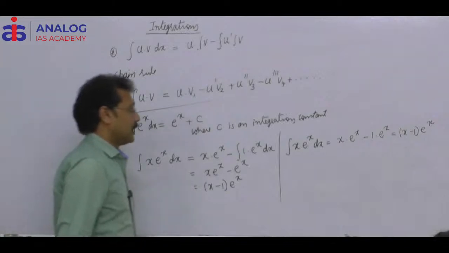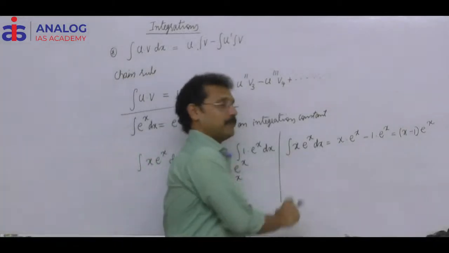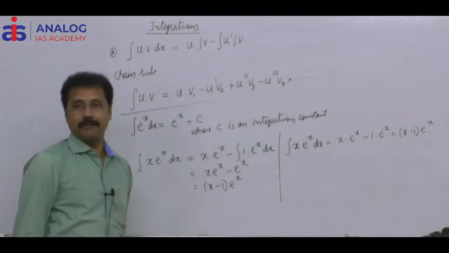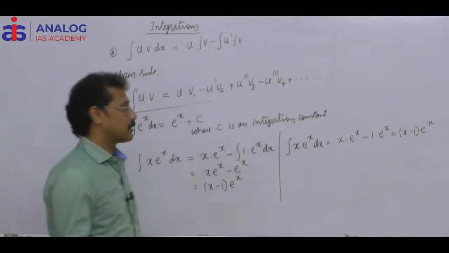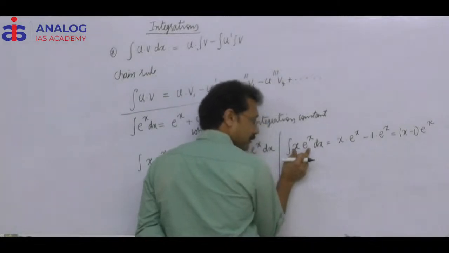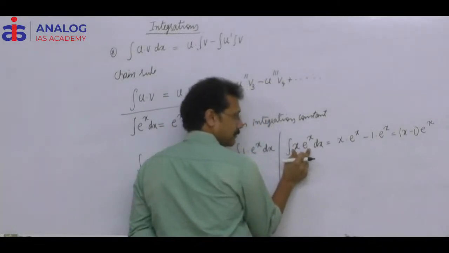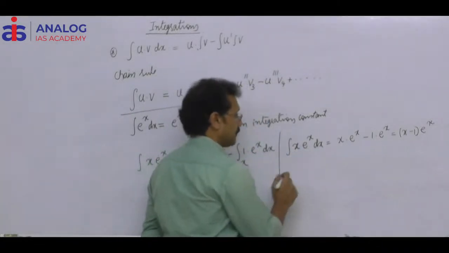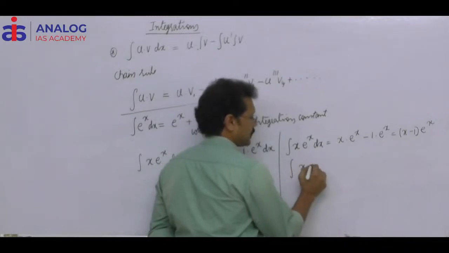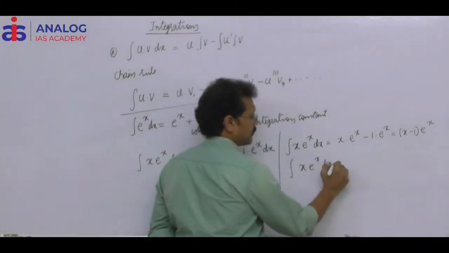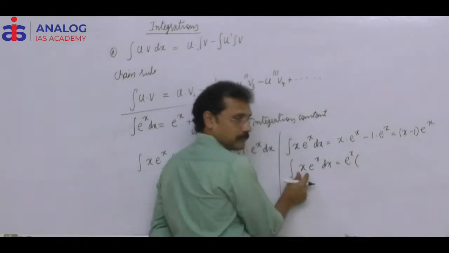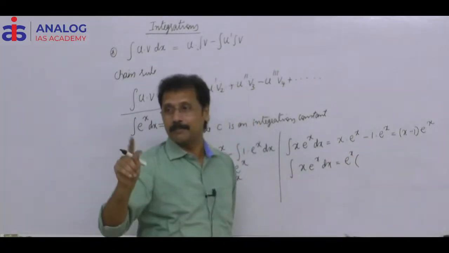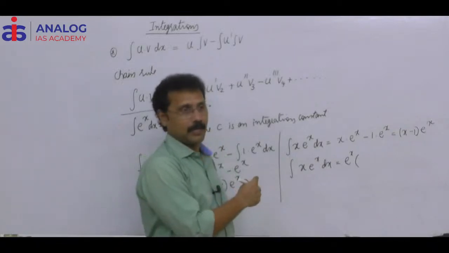Okay? Now the best part of e power x: whenever e power x is one of the product terms in integrals, for example x into e power x dx, you have a shortcut. Always take e power x common. Whatever the function of x, I am talking about algebraic functions.